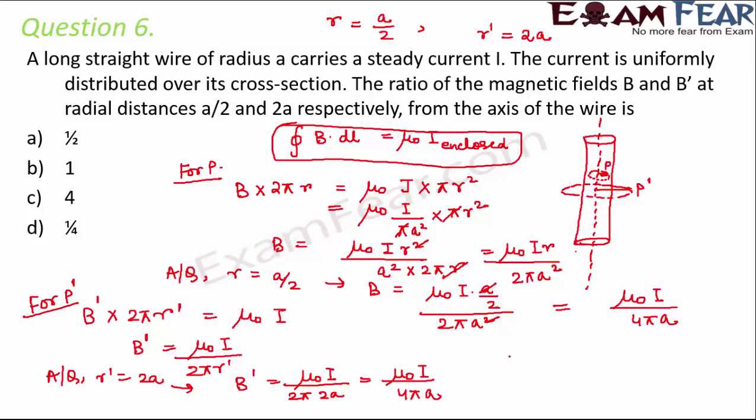So we found out both B and B dash. Therefore, let's find the ratio, that is B by B dash, which is equal to mu naught I divided by 4 pi A, divided by mu naught I divided by 4 pi A. So this is basically equal to 1. So the ratio would be 1. So option B is the correct one.